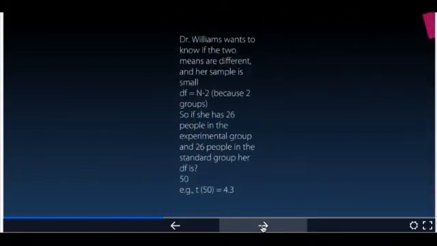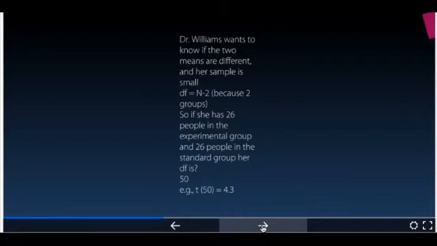So say Dr. Williams wants to do a study, and she wants to know if the two groups are different, and her sample's pretty small. Now, if she's got two groups, then her degrees of freedom is going to be a capital N, the total number of people in the study, minus 2 because she has two groups. So if she has 26 people in the experimental group, let's say the ketamine group we've been talking about, and 26 people in the standard group, the Prozac group, then her degrees of freedom would be 50, right? Because she has 52 people total, a capital N, and N minus 2.